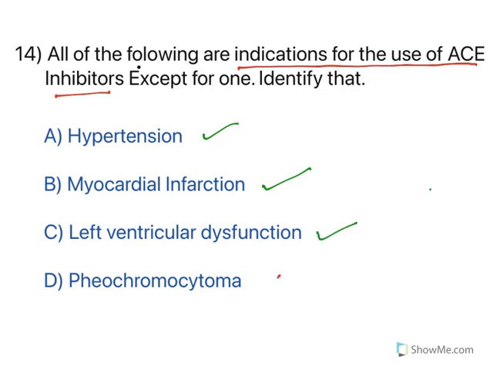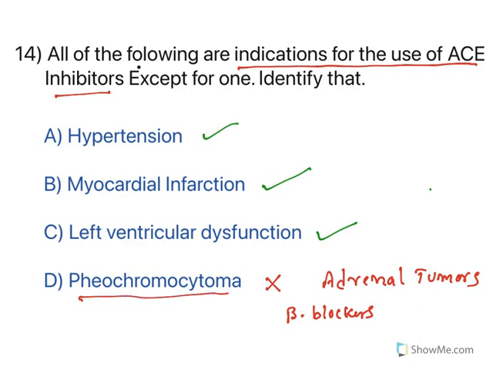Now the next one is pheochromocytoma, meaning adrenal gland tumors. Adrenal gland tumors are never treated with ACE inhibitors. Rather, they are treated with beta blockers and alpha blockers. Even beta blockers and alpha blockers will reduce the responses of high secretions of adrenaline. So that is the standard treatment, or the tumor is surgically removed. So the option is this one. ACE inhibitors are not used to treat pheochromocytoma.